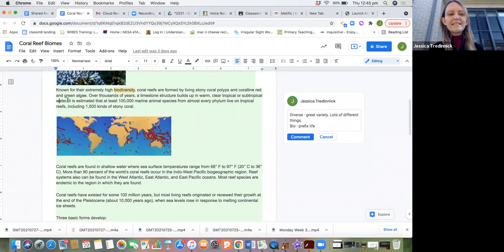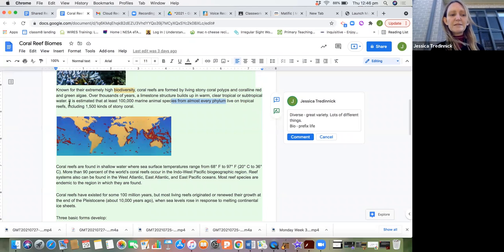So it says, it is estimated that at least 100,000 marine animal species, so marine animals are animals that live in the ocean, from almost every phylum live on tropical reefs. So we spoke about what a phylum is. A phylum is a group of animals. So mollusks can be one phylum. Mammals are another phylum. We've got things like worms are another phylum, spiders, snakes, reptiles. These are all different groups of animals.